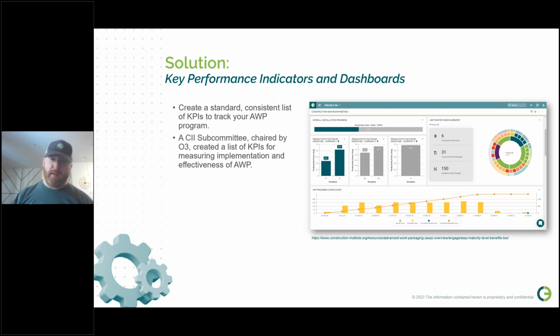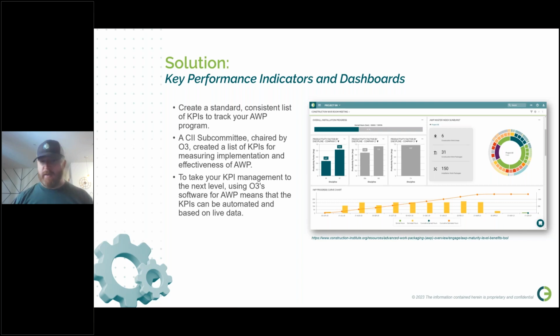The CII subcommittee, which O3 had chaired, created a list of those KPIs. There's a link to it in the text below that diagram there on the right-hand side. It's called the Maturity Level Benefits Tool, and it includes KPIs for measuring implementation and effectiveness. So you need to look at these two things differently. First thing you're measuring is, we've said we're doing AWP, are we actually doing what we said? And then look at, okay, is it actually effective? Is it helping? Are we saving money doing this?